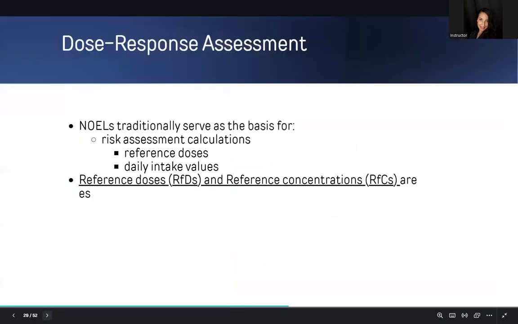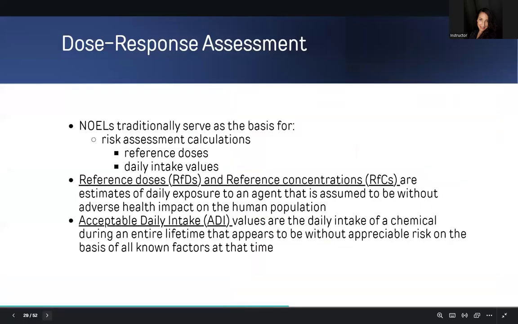values. Reference doses, RFDs, and reference concentrations, RFCs, are estimates of daily exposure to an agent that is assumed to be without adverse health impact on the human population. Acceptable daily intake, or ADI, values may be defined as the daily intake of a chemical during an entire lifetime that appears to be without appreciable risk on the basis of all known facts at that time.